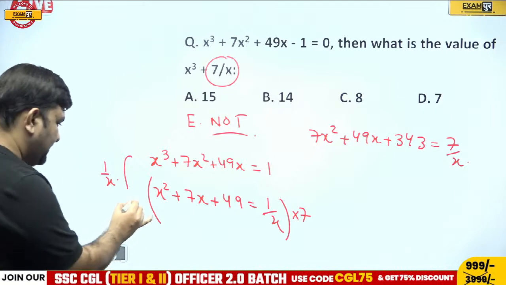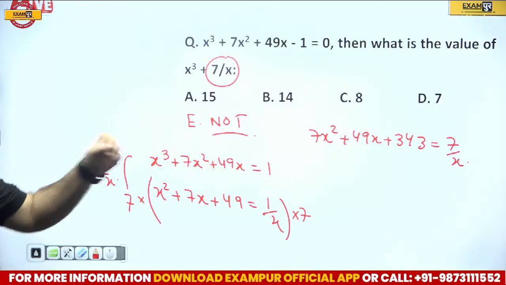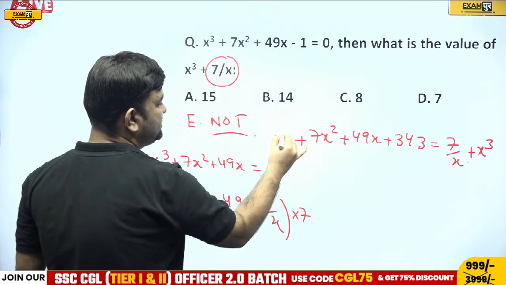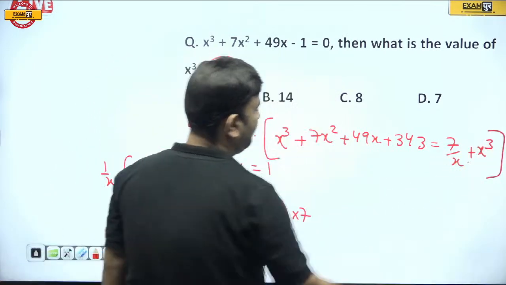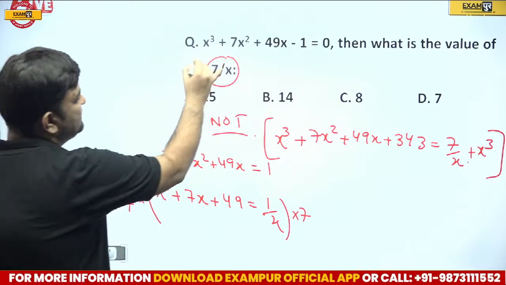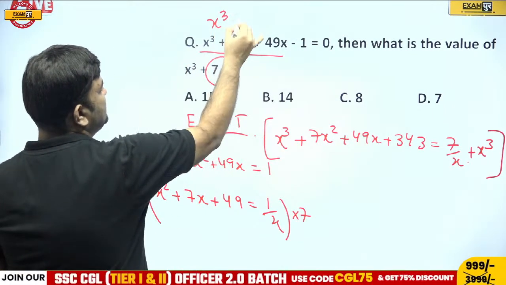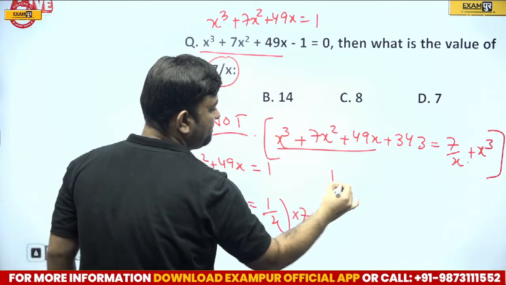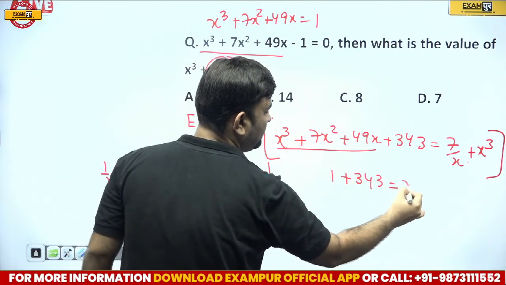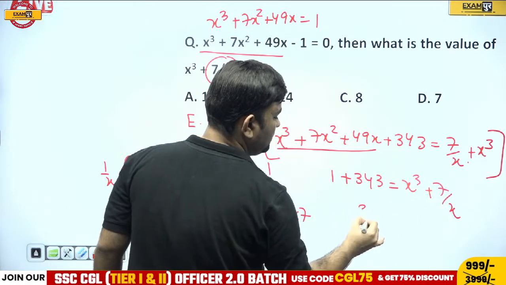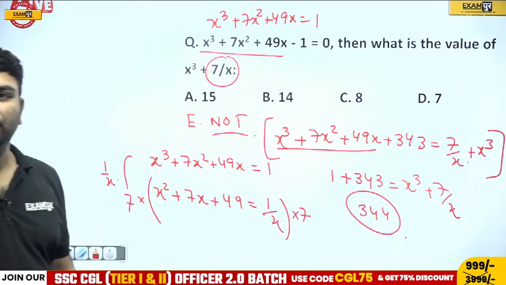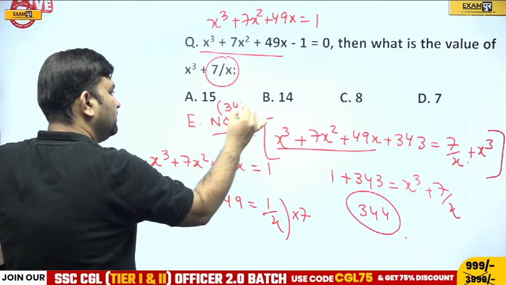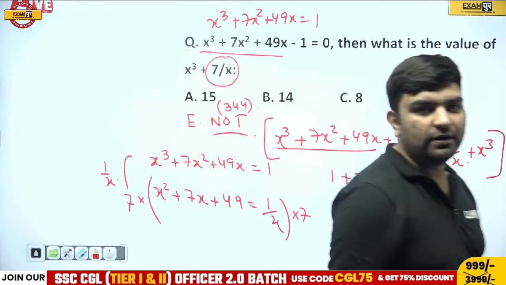Multiply by 7 everywhere. So 7 by x is known. Add x cube on both sides. This value is already known as 1. 344 is the correct answer.